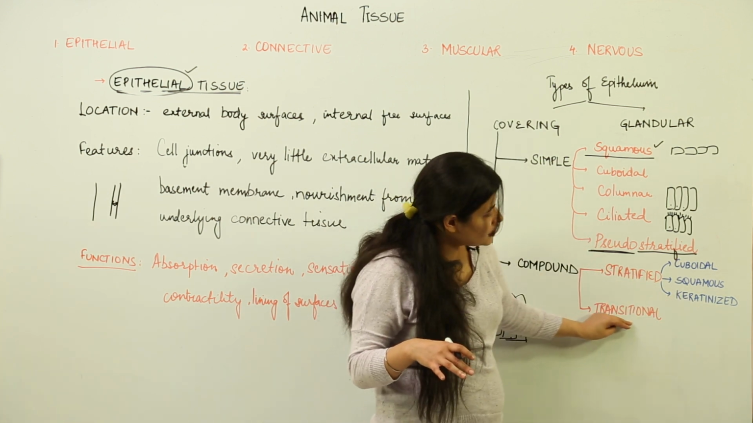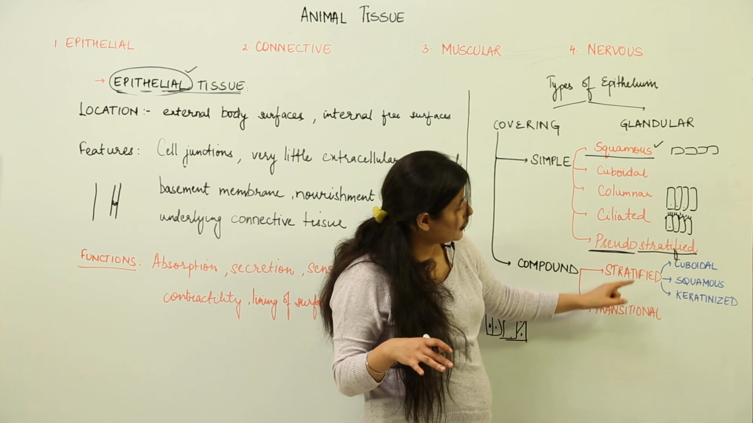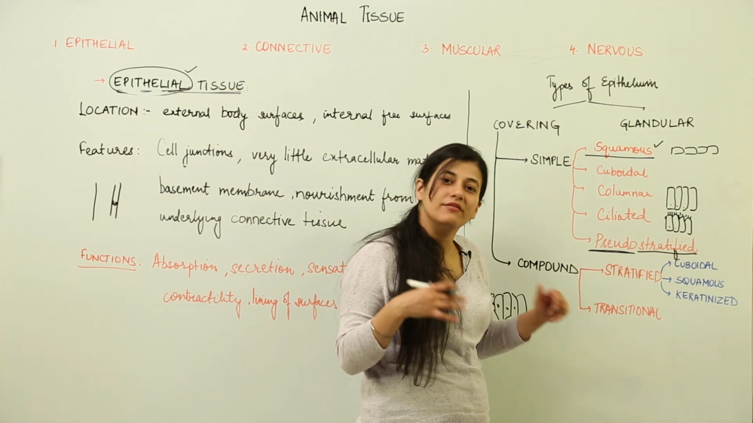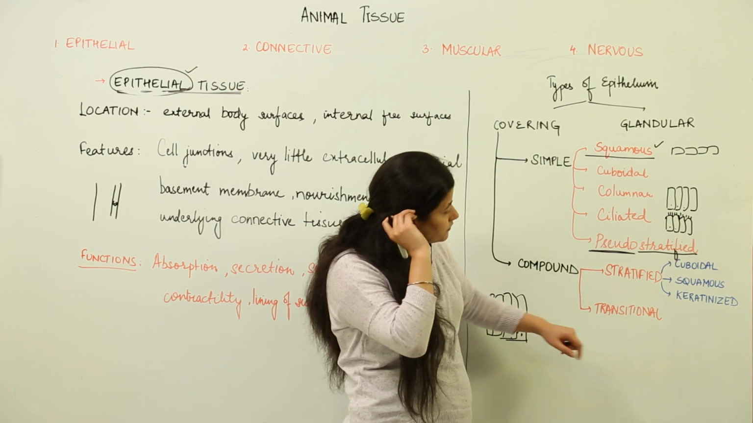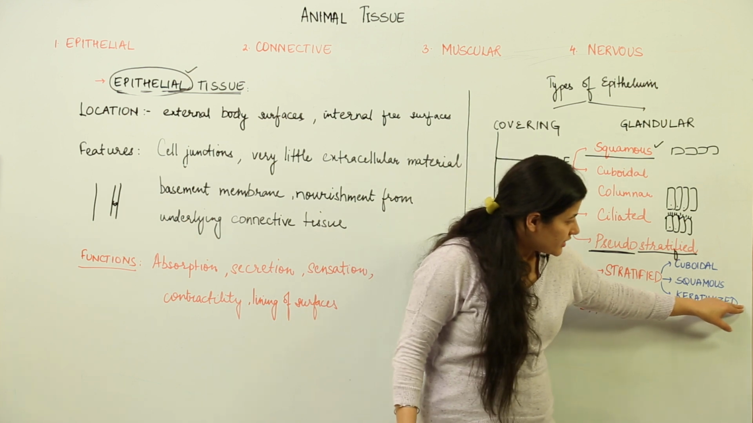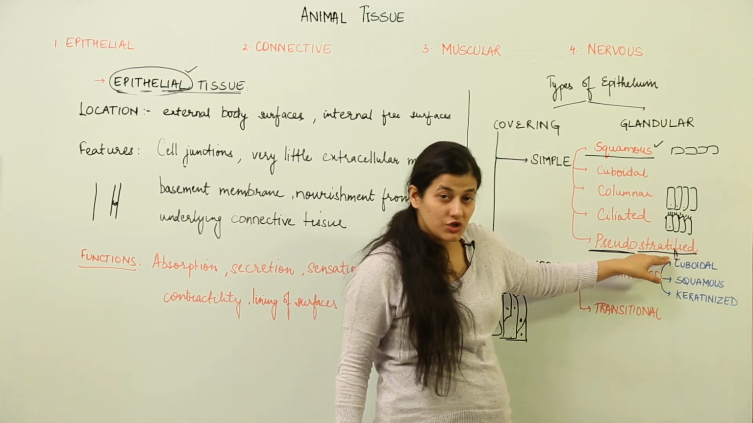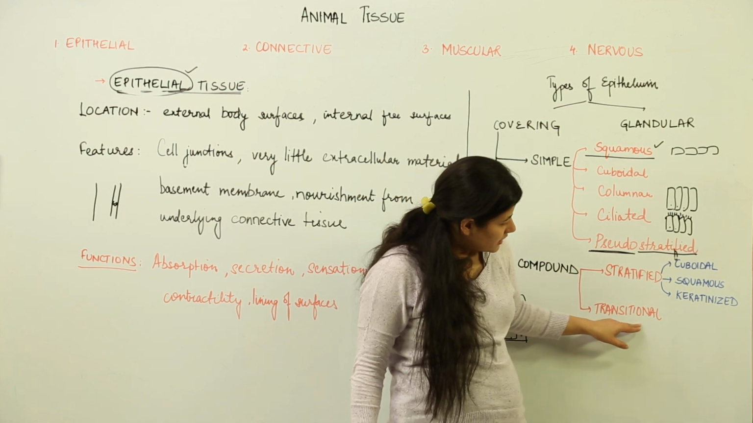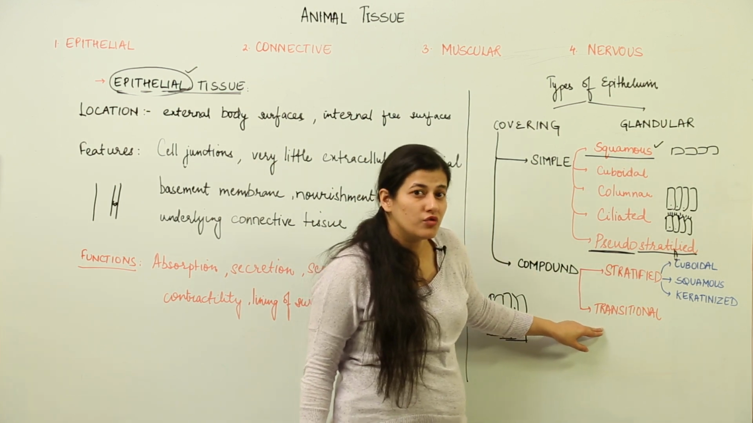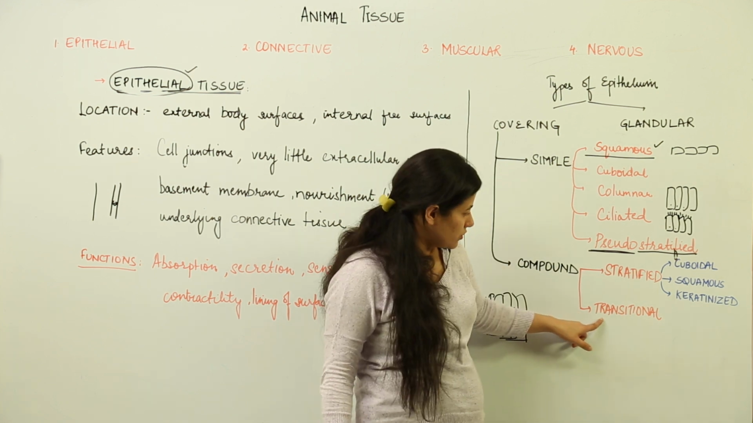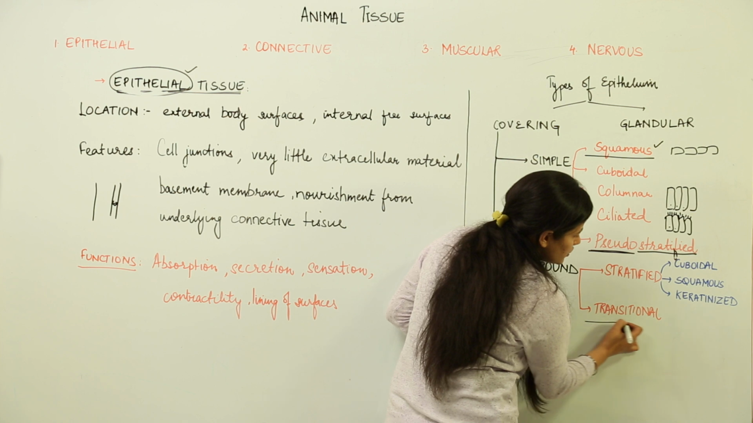And then there is transitional epithelium. Transitional epithelium is not as thick as stratified, but again it is compound, so it has layers inside it. So we have stratified, which is present at those places where mechanical abrasion and strong contractions would be present, and transitional, where contraction and relaxation would be quite rapid. In case of the urinary bladder and the uterus, there would be transitional epithelium.